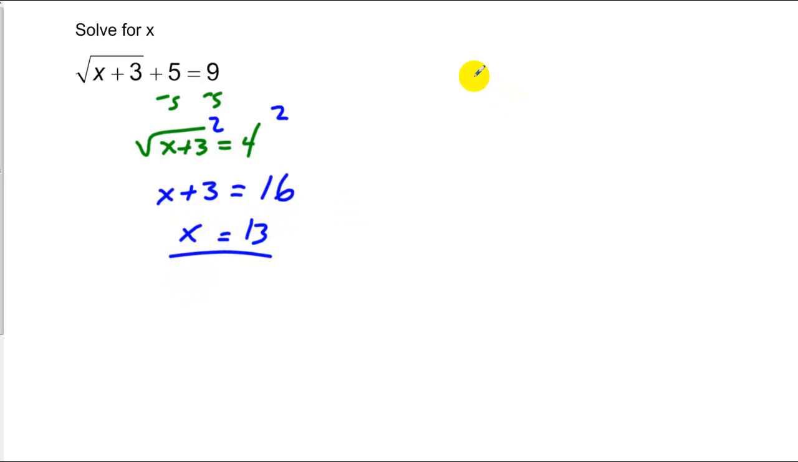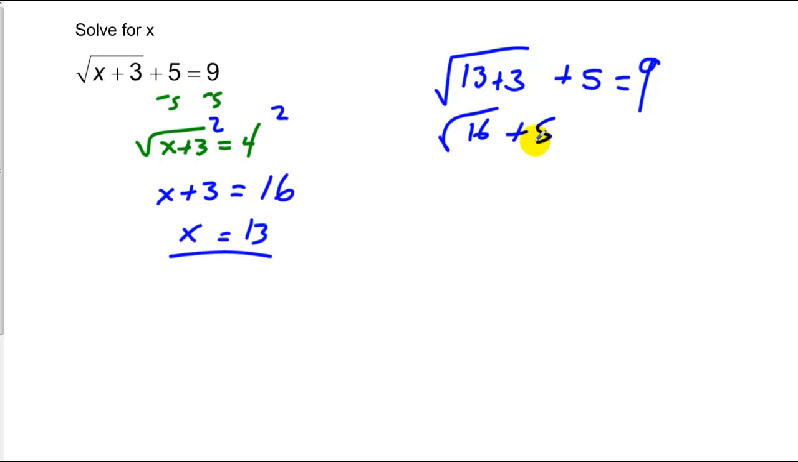If I wanted to check that, I could. 13 plus 3 in a root plus 5 should equal 9. And I have the square root of 16 plus 5, which is 4 plus 5, or 9. So it checks out.